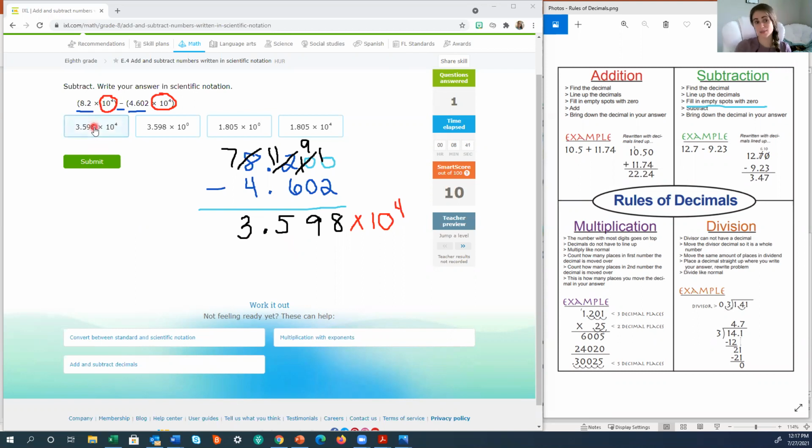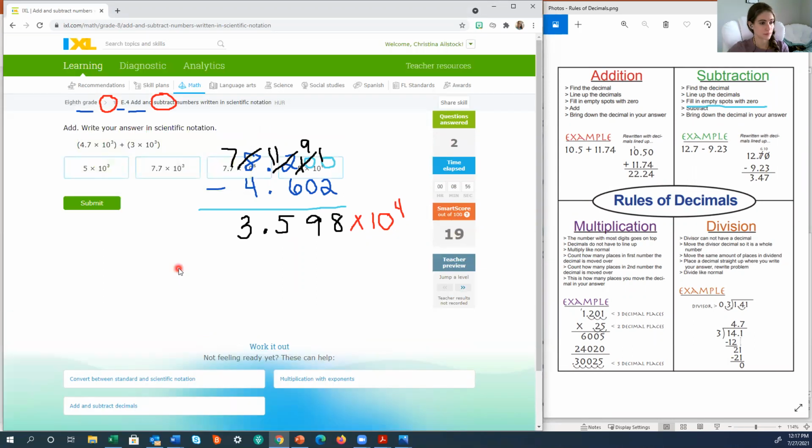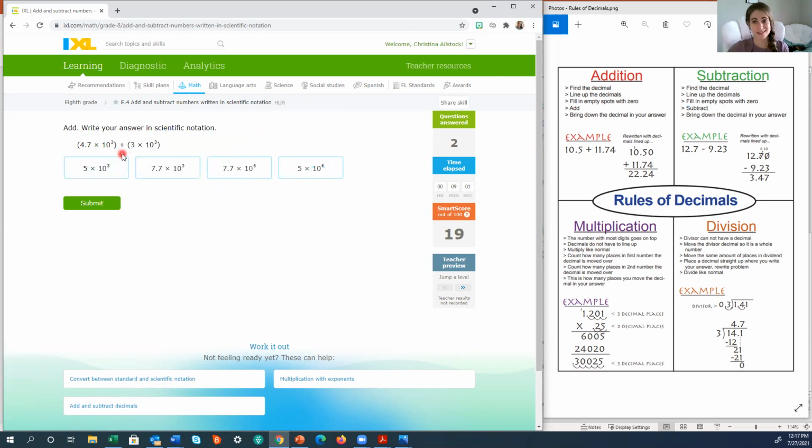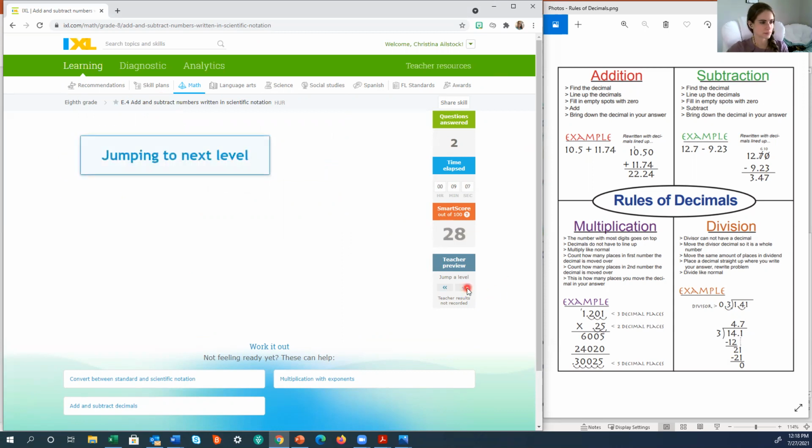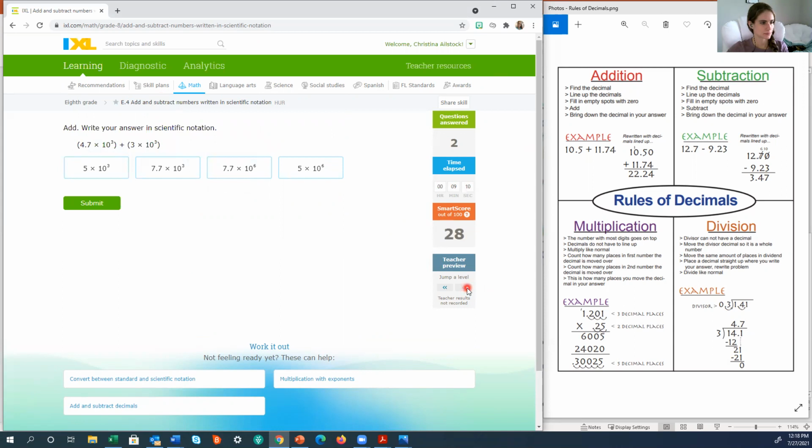My biggest thing is make sure that you guys are careful, because obviously with borrowing, it can get a little bit messy. So just be as neat as possible when you are subtracting and working these out by hand. All right, when we add, it's the same thing, only you add. So let's see if we can find a slightly tougher problem. Ooh, this is a good one. All right, let's try this one.